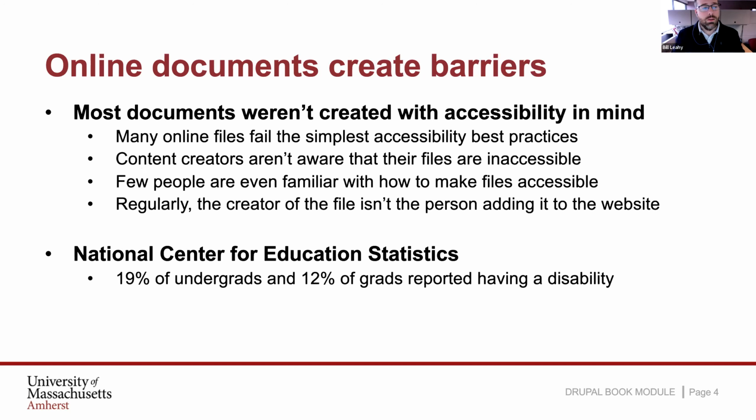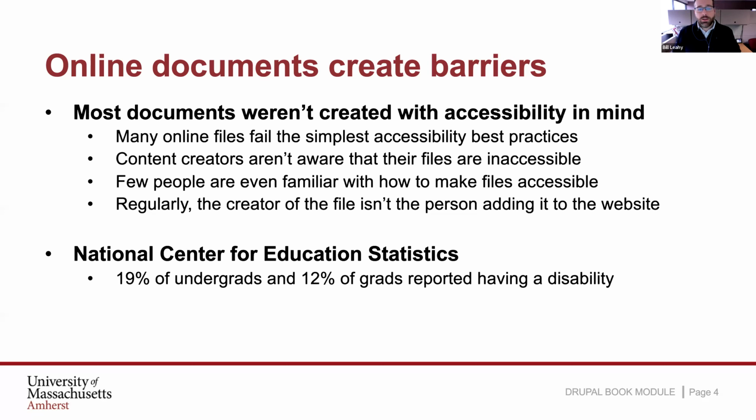Okay. So electronic documents create some barriers. These documents probably weren't created with accessibility in mind in the first place. Many of the files that we find even on the UMass website would fail the simplest accessibility best practices. If you were to take any university or college or large government institution and look at their files, whether they're PDF, Word, Excel, any of these things, you're going to find something that could create a barrier, and we don't really want to do that.